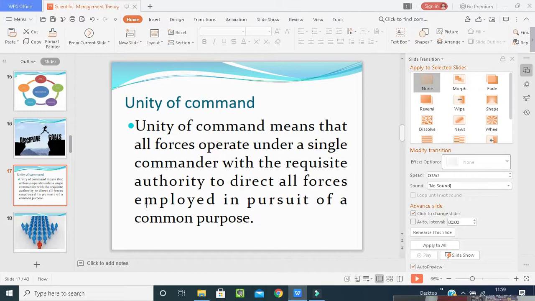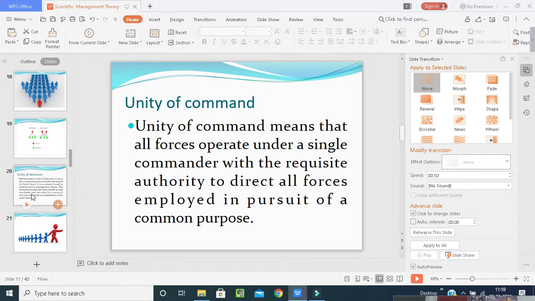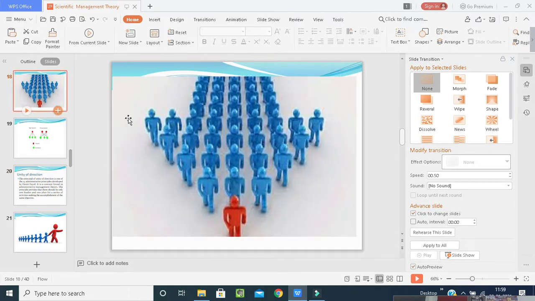The authority to direct all forces employed in pursuit of a common purpose. That means unity of command means all forces operate under a single commander. A single person will be there, so he should get that authority and power to lead his team. And while leading, he should not do any kind of partiality. See here in this picture also you can see that the leader is commanding his team. If a leader is not commanding, if he is doing partiality, what will happen? The work will be divided and it will not have an effective output.